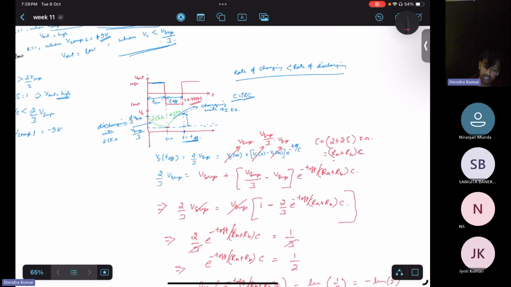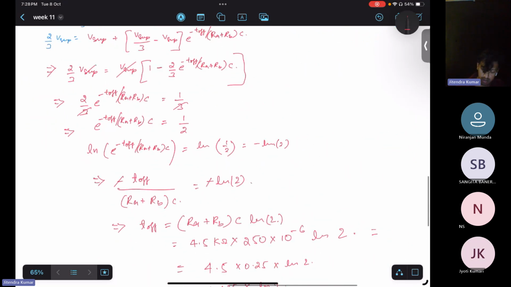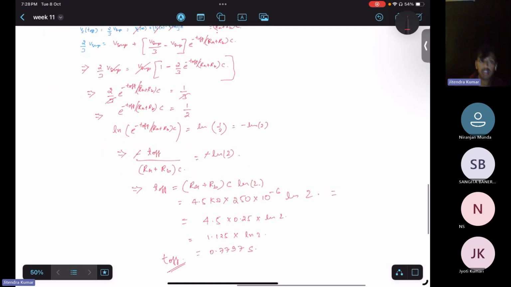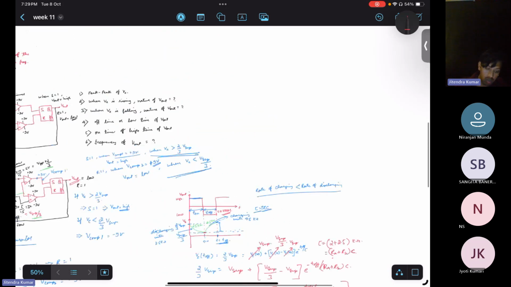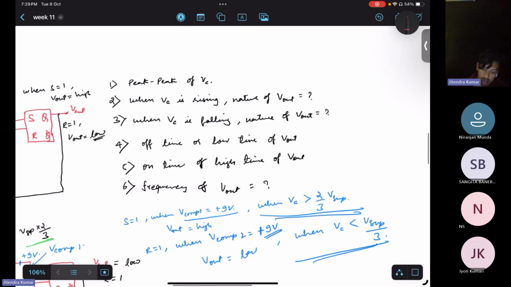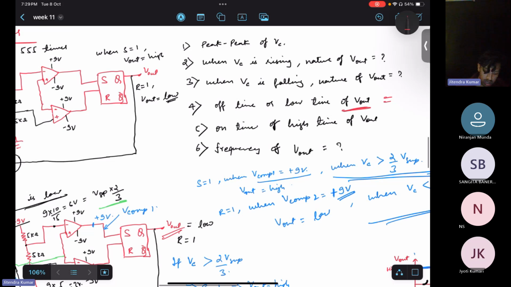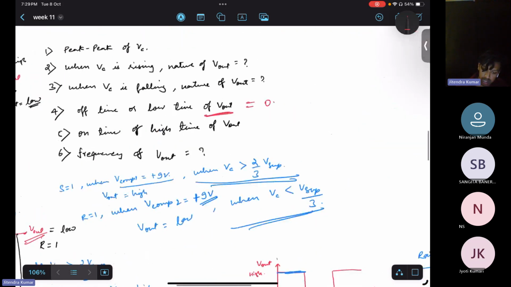Any doubt in calculation of T off in entire process? No, sir. Okay, great. So I hope everybody is cool with that. So let us calculate the on time. That was the low time of output. I hope you got the idea of what we mean by off time of output. So off time of V out is 0.7797. Now let us proceed with the on time.